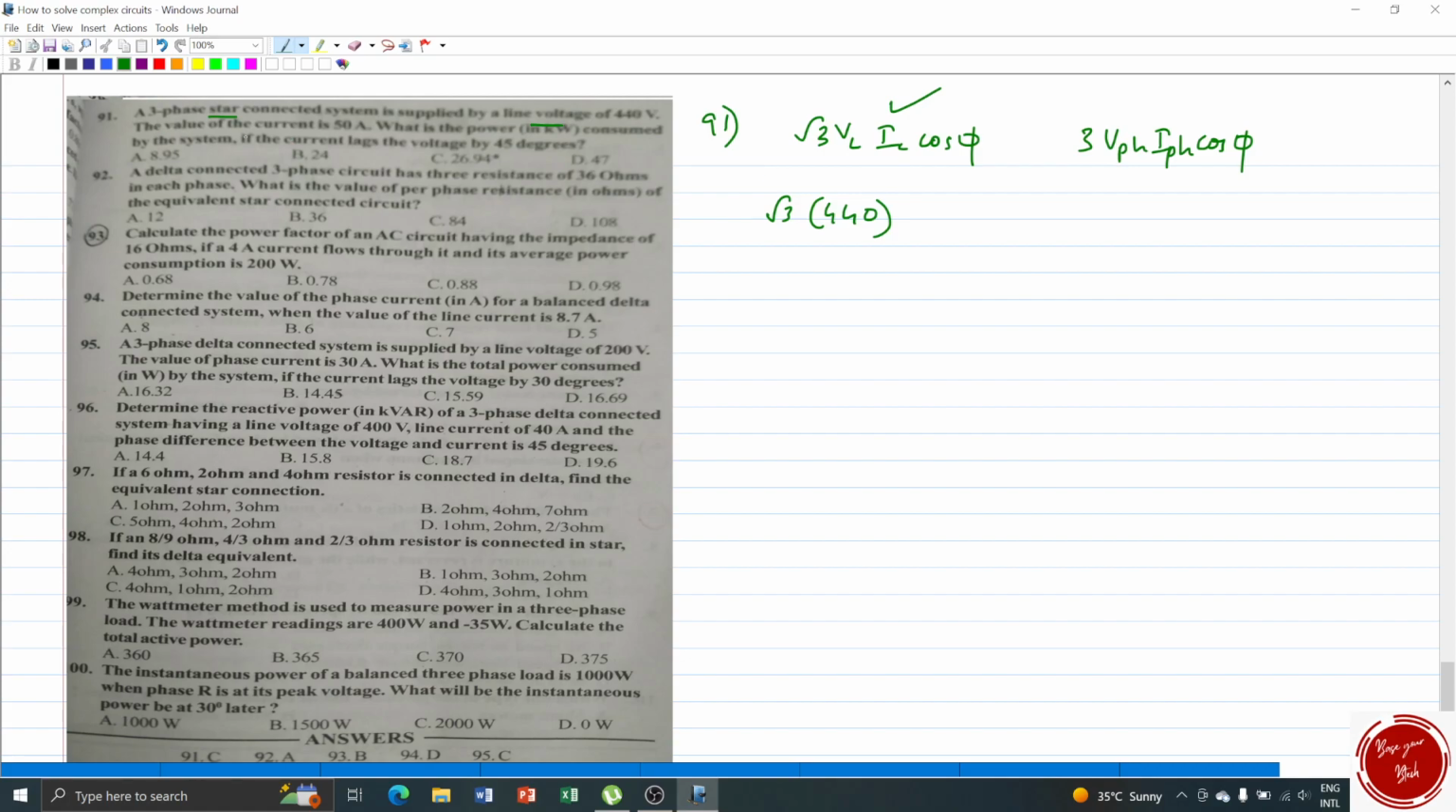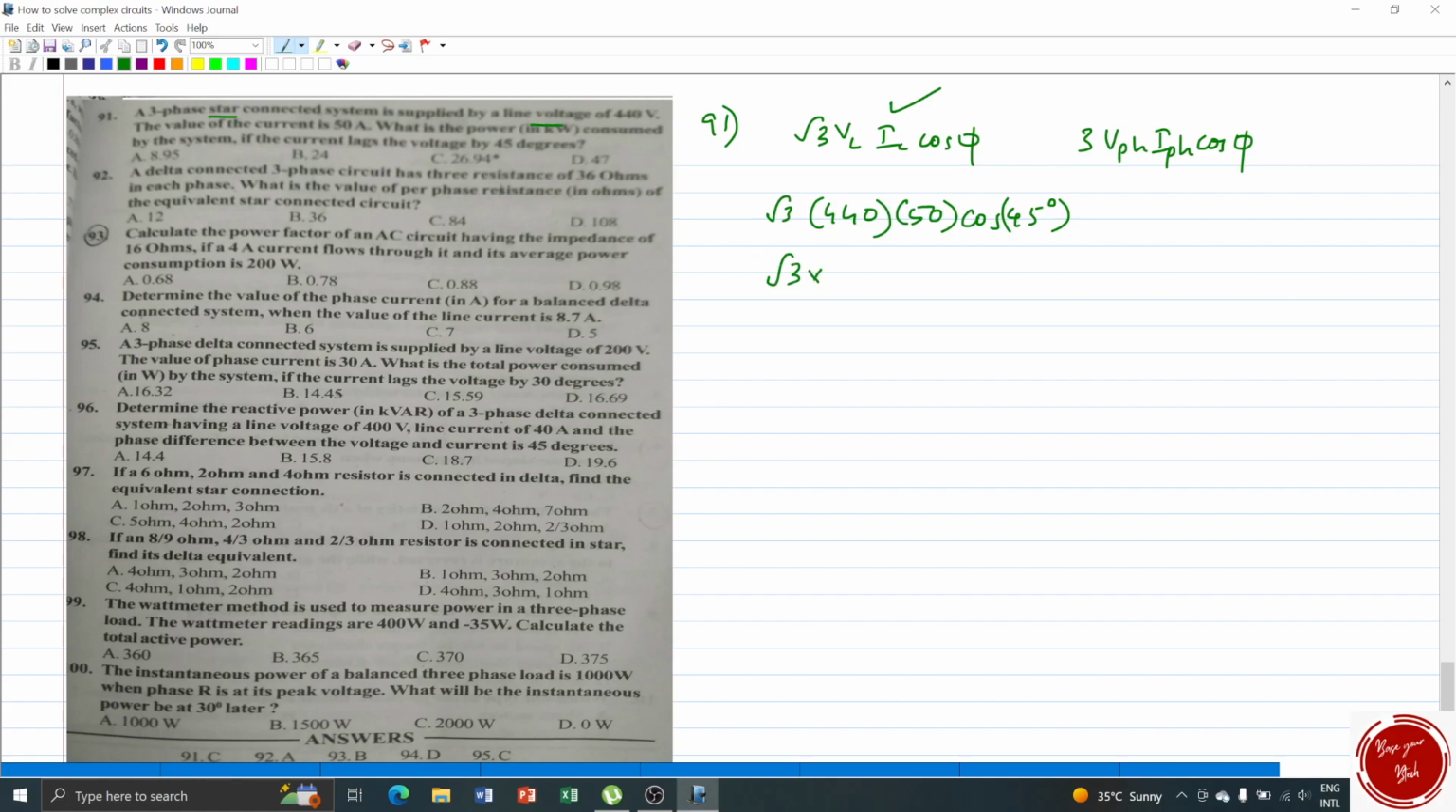So here in this question, it is just given the current. Usually for the current, they will specify whether it is phase current or line current. But since it is a star connected, let's not mind that because in star, line current and phase current are going to be equal only. So we will put this 50 for the substitution of IL, and cos phi is cos of the angle between voltage and current, which is 45 degree, cos 45 degree.